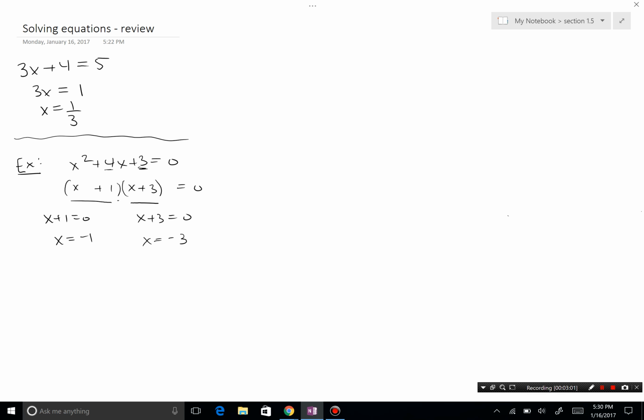What if it doesn't factor, or you don't see the factor? Here's an example for you: x squared plus 4x plus 5. If it was a -5, it would factor all day, but the +5 dampens things a bit. So what do we do?